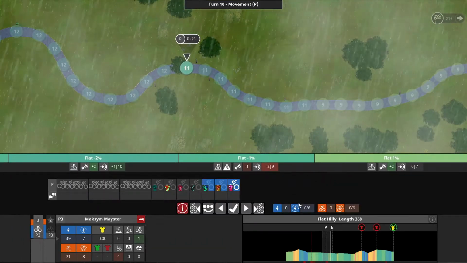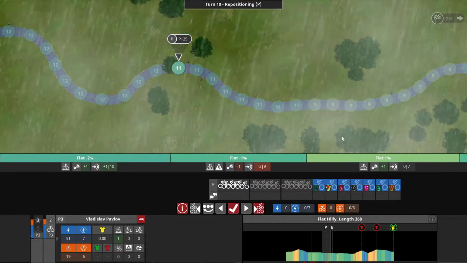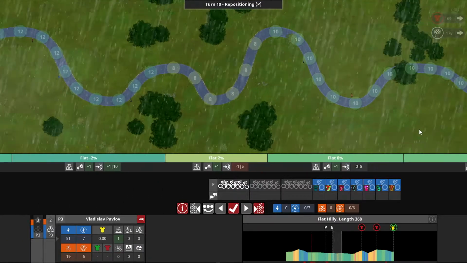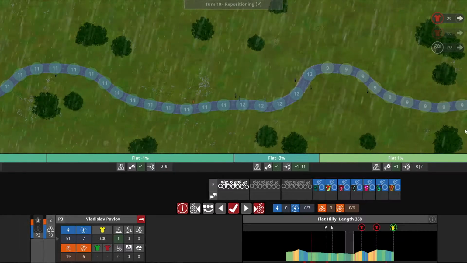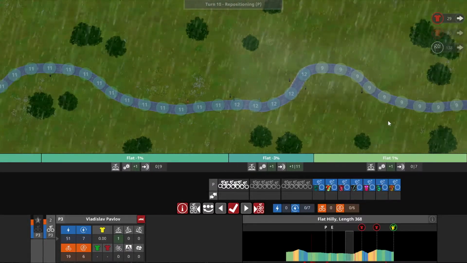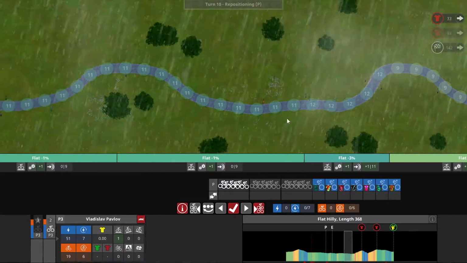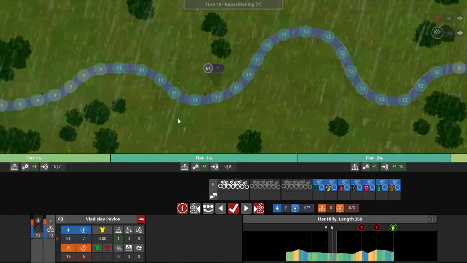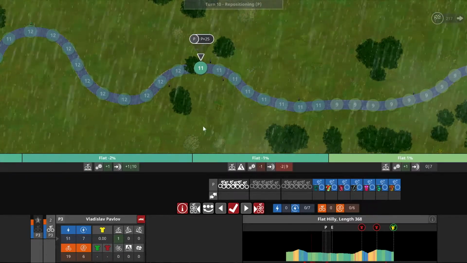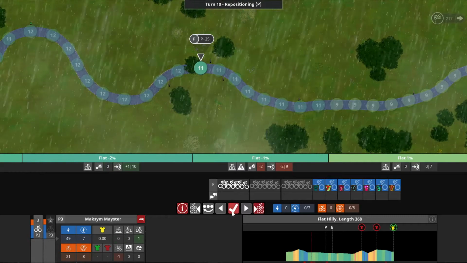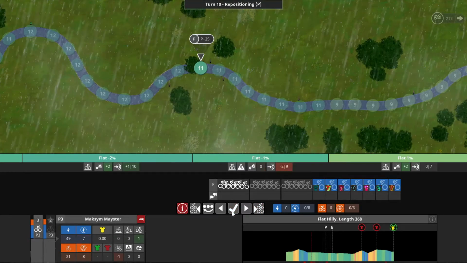Everyone is back together except for the lone skipper. Then we'll just check where the climb starts. So the climb starts at 138 to go, with 190 to go. That's a good time to consider moving forward.